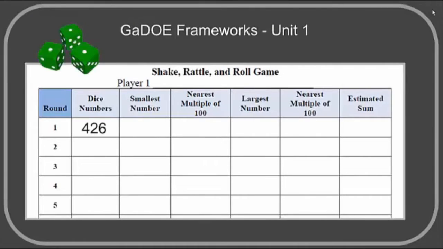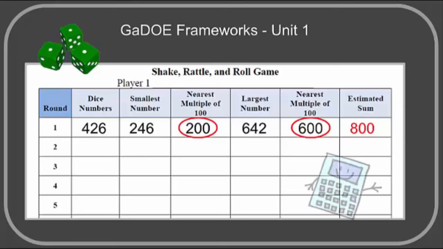A similar task is shake, rattle, and roll. Students roll 3 dice. They create the smallest number possible and round to the nearest multiple of 100. They then create the largest number possible and round to the nearest multiple of 100. The multiples are then added together to find the estimated sum. Students can add up their final scores and check their work with a calculator if needed.